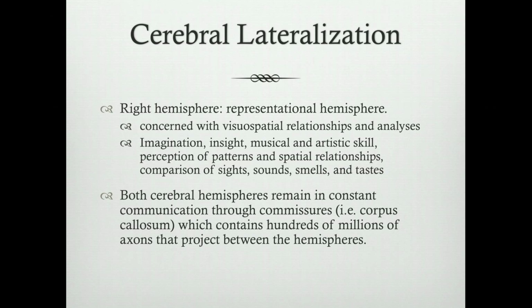Now, both cerebral hemispheres must remain in constant communication, because if they didn't, they'd be like two entirely separate siblings, never communicating and doing vastly different things, trying to make the same household work. It just doesn't work. Right? So there's constant communication through the commissures, and in this case, the commissure we're talking about here is the corpus callosum. These are hundreds of millions of axons that pass between both of the hemispheres and allow for these two hemispheres to coordinate and to communicate.